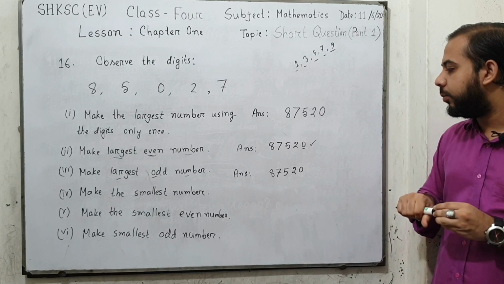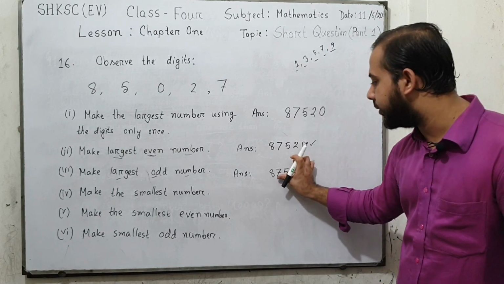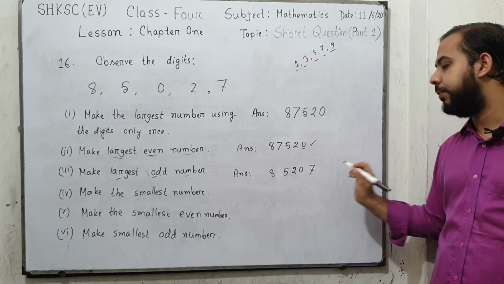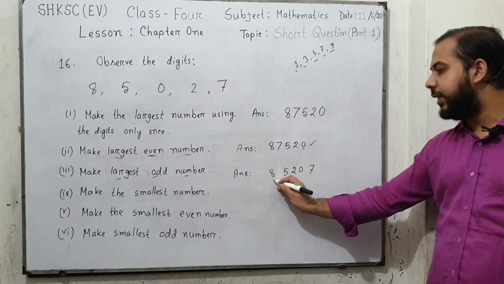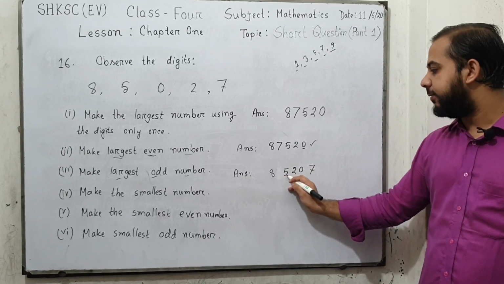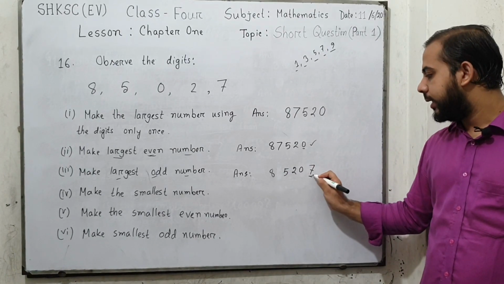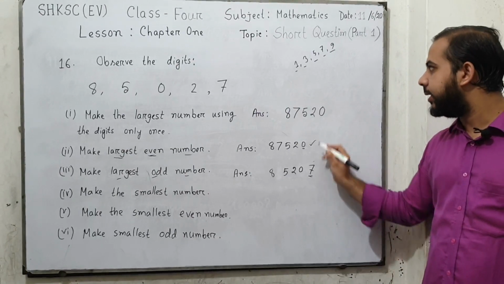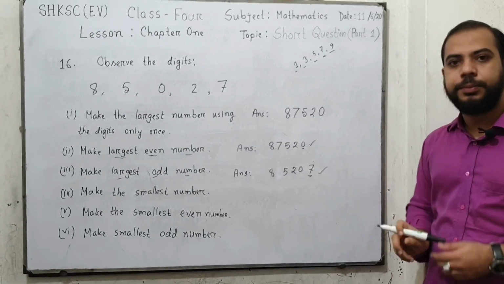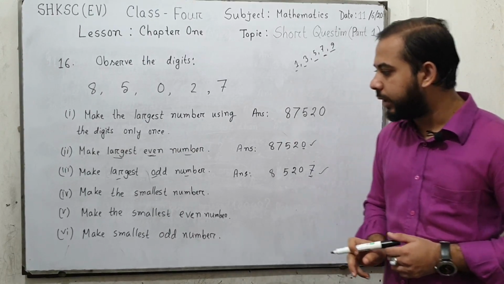So we have to move this 7 to the last position. We cannot write it here, we have to move it to the last position, and then it will be the largest odd number. This is the largest odd number, which is 85,207. Look, 7 is in the last position and 7 is an odd number, so it will be the largest odd number. All right, now move on to the next question.